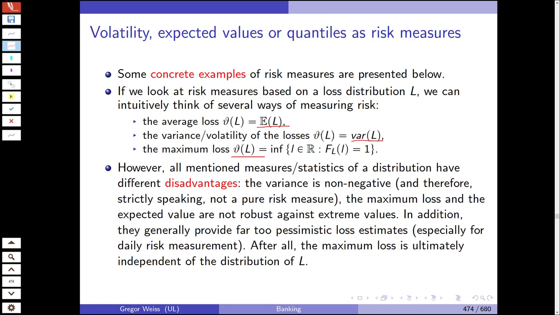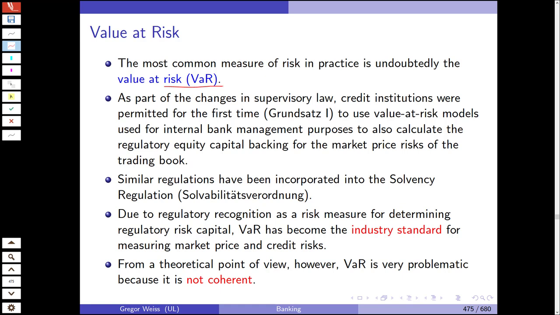So what happens is we concentrate on the so-called value at risk, the VaR. If this is the profit and loss distribution, the VaR is a quantile. If we have 5% probability mass here and 95% here, then this point here is the 5% value at risk.